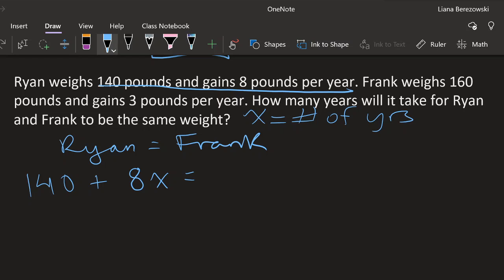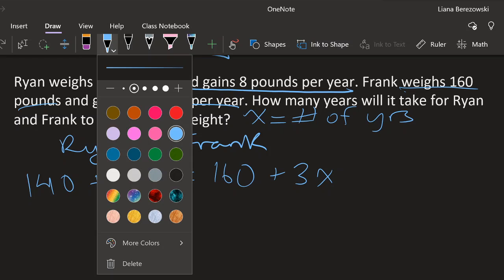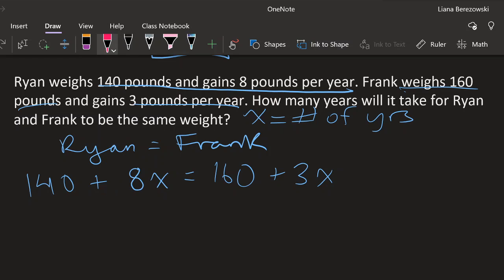Frank's situation is similar. He weighs 160 pounds, so a little bit more, and he only gains 3 pounds per year. Okay, so he would be 160 pounds plus 3 pounds per X number of years. Okay, that's the first part of this problem, is making that equation. Once you've done that, it's just a matter of solving it. So we have two positive terms again. We're going to solve for this exactly like the last problem.